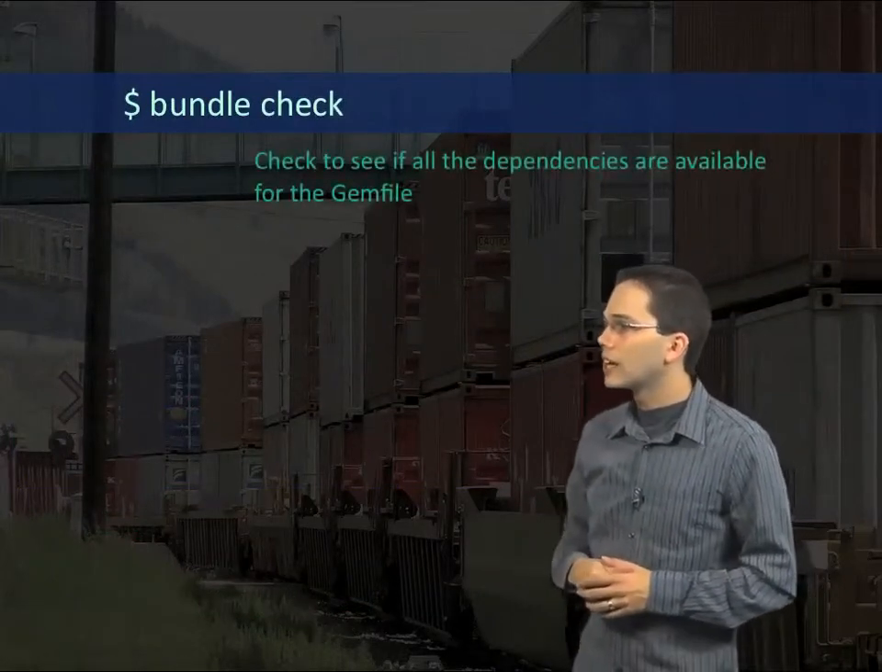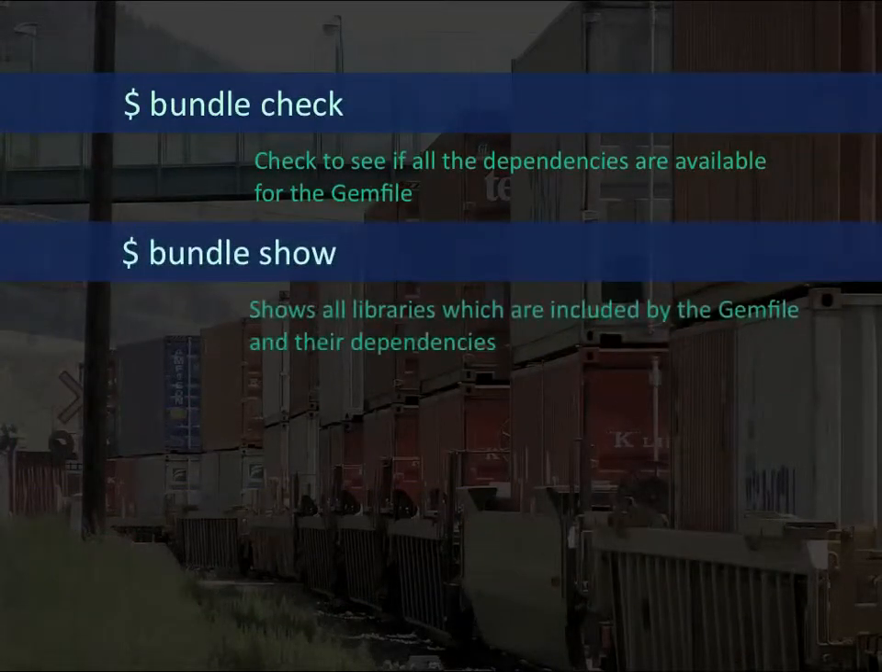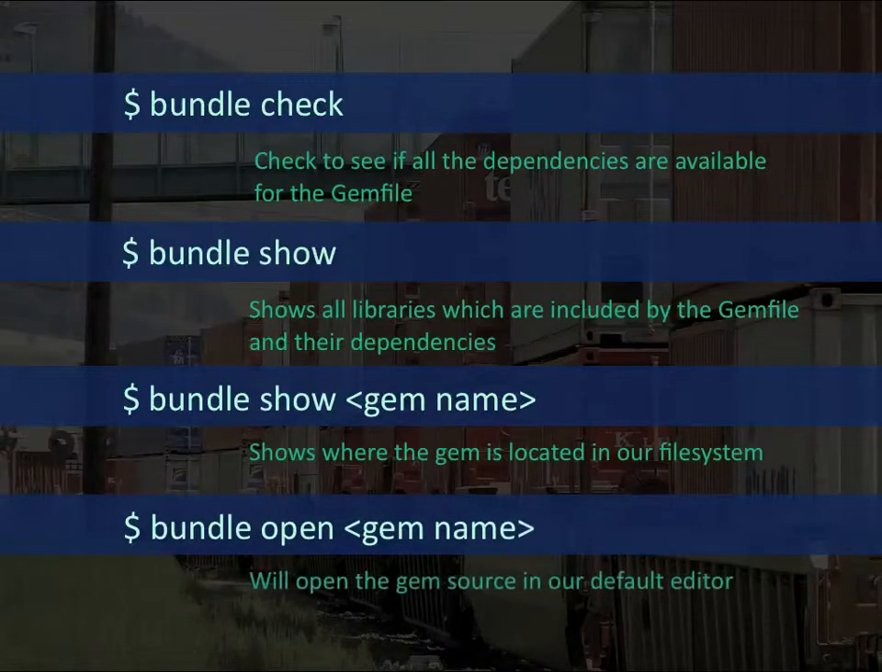Now let's take a look at a couple other Bundler commands. We've got bundle check, which will make sure all of our dependencies are available for the Gemfile. We'll do bundle show, which will show the libraries included by the Gemfile. We can do bundle show with any specific gem, which will show where it's located in our file system, where it got installed. And conveniently, we can also do bundle open, which will open the source of that gem inside of our default text editor.